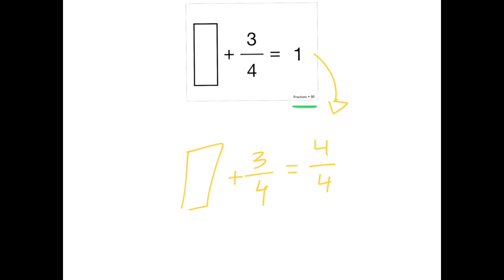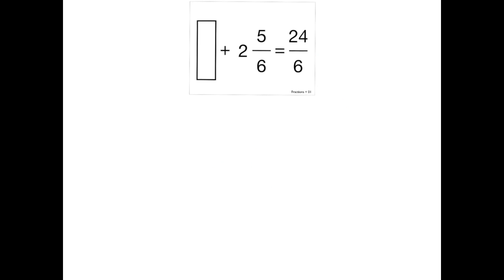And when my denominators are the same, so here we have 4 and 4, then the numerators, 3 and 4, really behave very much like whole numbers. So if students apply their knowledge that 1 plus 3 is 4, then 1 quarter plus 3 quarters will give me 4 quarters. Next, we'll move on to Fractions Addition 01.